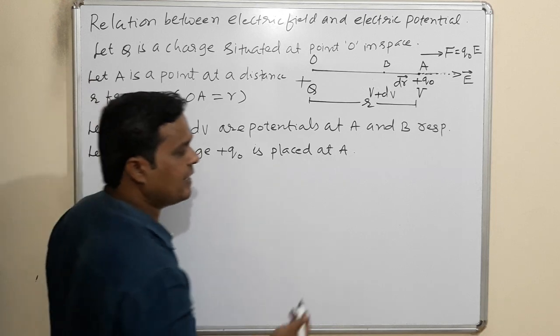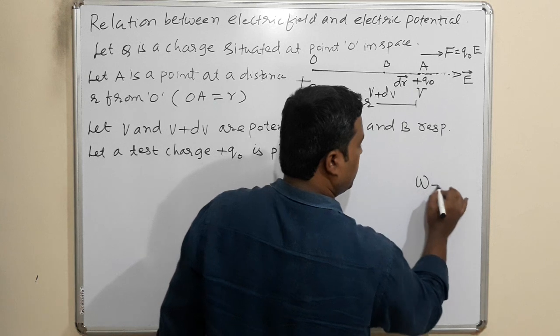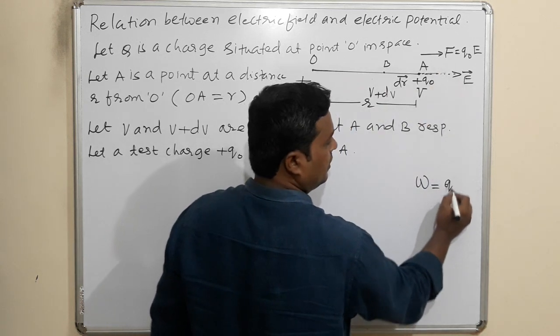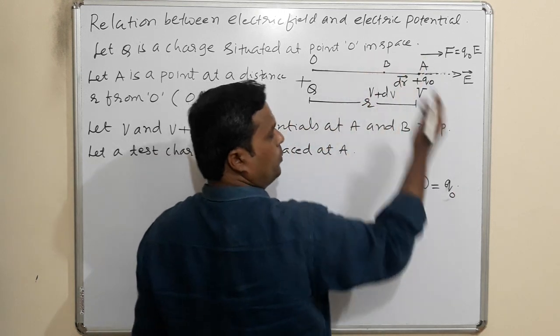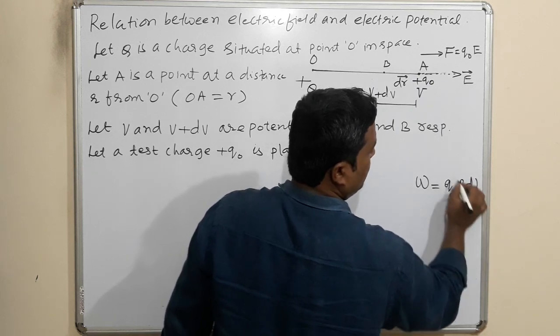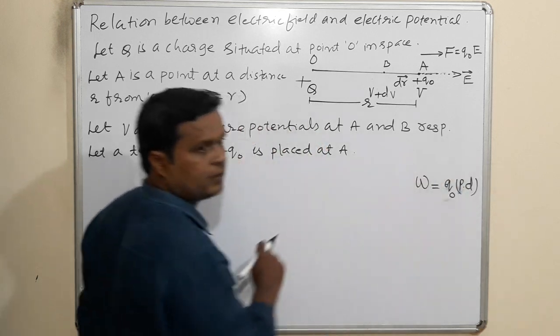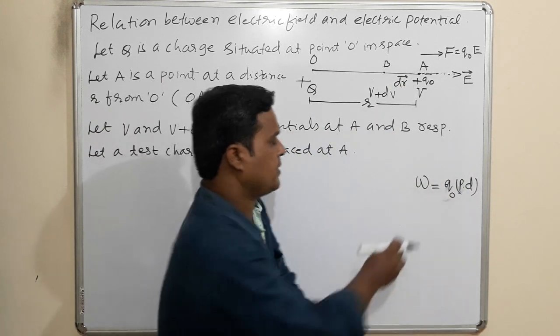How much work is done? What is the formula of work we know? Work is equal to the charge that we are moving, that is Q naught. From where to where we are moving? From A to B. Then we'll multiply this by the potential difference between A and B. This is the work definition that we learned. Charge that we are moving multiplied by the potential difference.